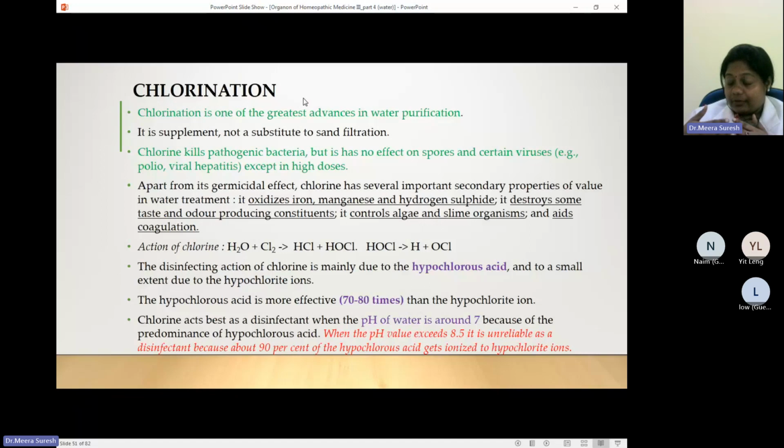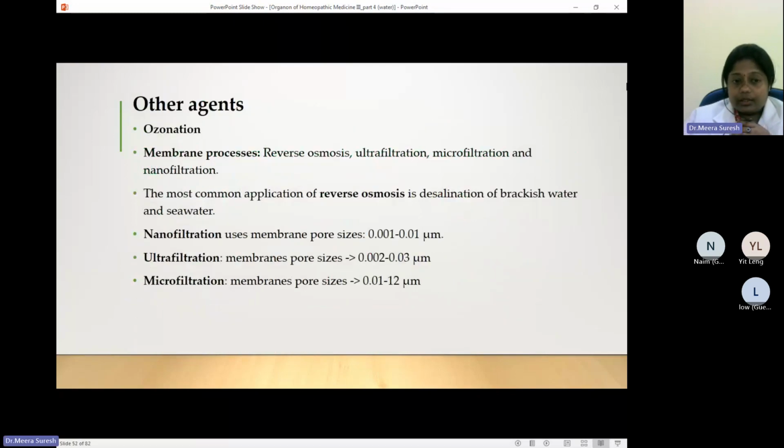There is a calculation that has to be made, how much quantity has to be mixed. But before that, a prerequisite is to know the pH level of that water. If the pH level is alkaline, 8.5 plus, then better don't go for chlorination. It won't be effective because the hypochlorous acid will be converted into hypochlorite ion, which is not effective in disinfecting water. Then, other than chlorination, we can go for the process of ozonation.